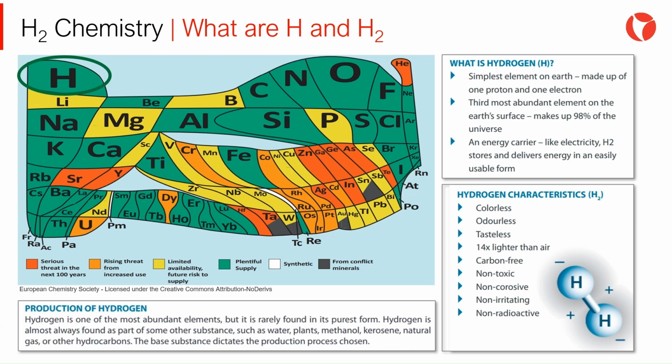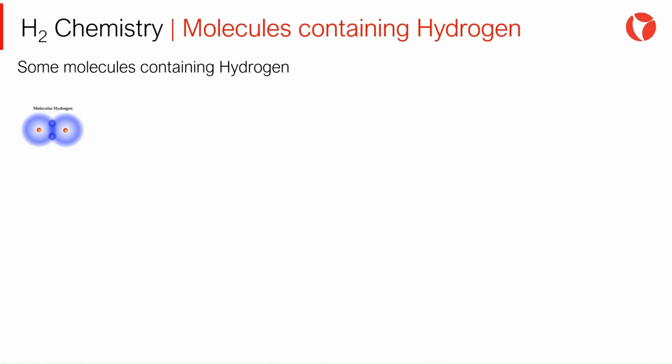Being the most abundant element in the universe, hydrogen is rarely found in isolation. It is almost always combined, forming part of other substances such as water, hydrocarbons, cellulose, and so on. The simplest molecule is H2, that is, 2 hydrogen atoms that share their pair of electrons.